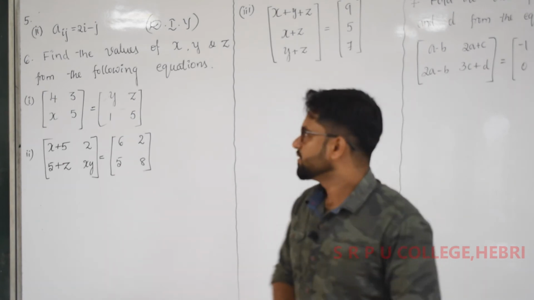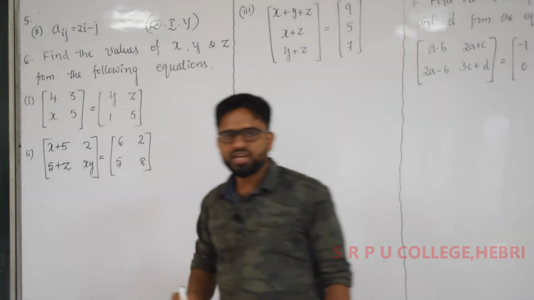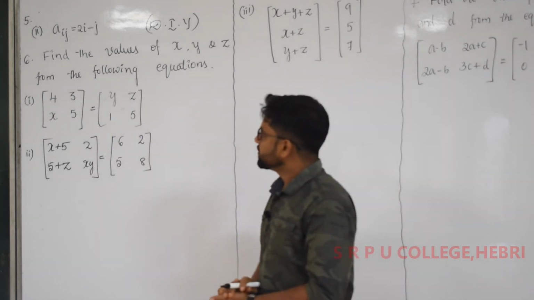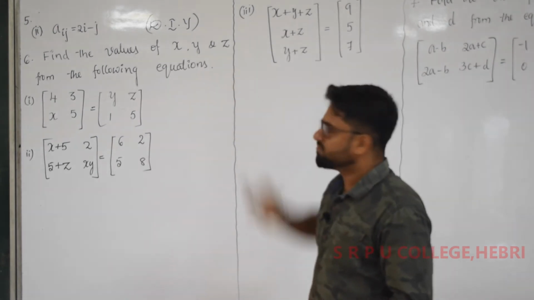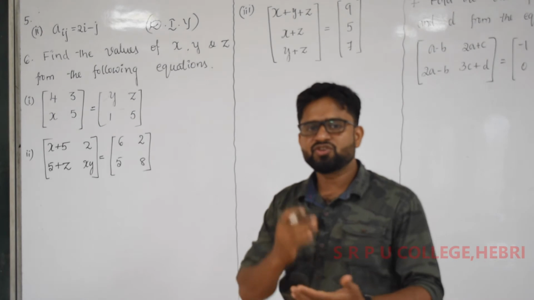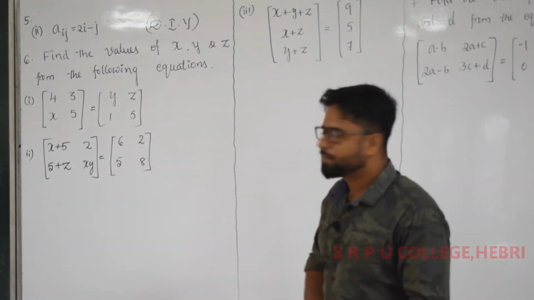Yes, students, under the fifth problem, the first one we already completed. Now the second one, Aij is equal to 2i minus j. We need to construct a 3 cross 4 matrix. So take this problem as DIY. You may think, what is DIY? Do it yourself, students.